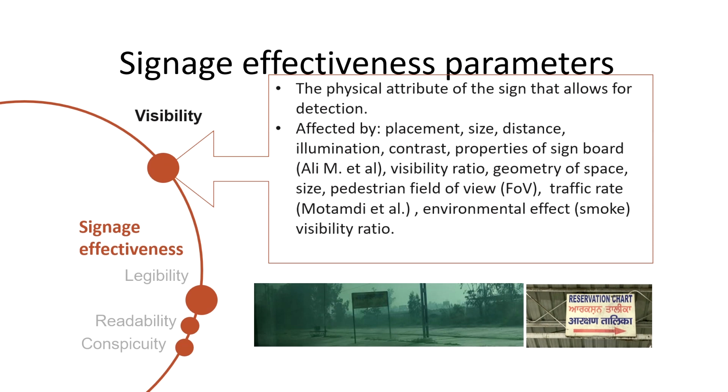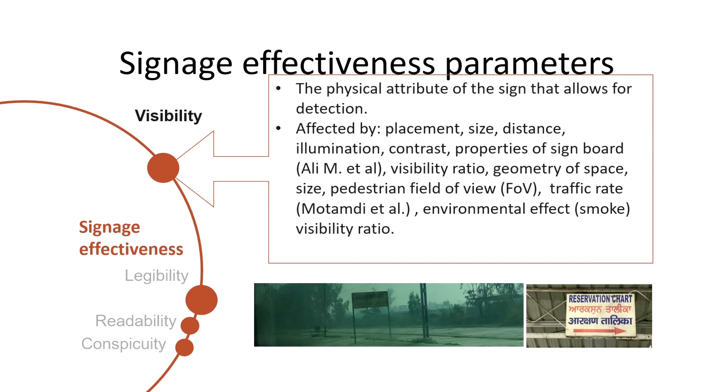Larger signs tend to be more noticeable than smaller ones, especially from a distance. Distance from the observer is another key factor. Signs placed too far away may not be visible or legible, while those positioned too close can be overwhelming. But illumination is critical for visibility, particularly in low light conditions or at night. A well-lit sign stands out against its surroundings and ensures visibility even in dimly lit environments.